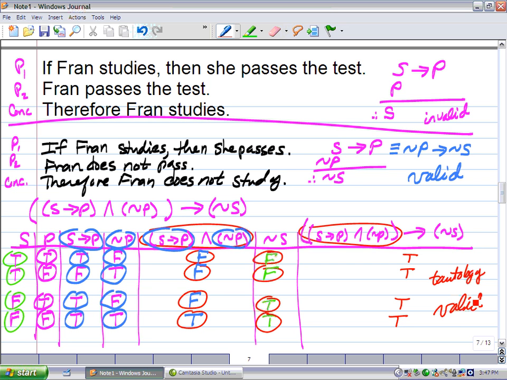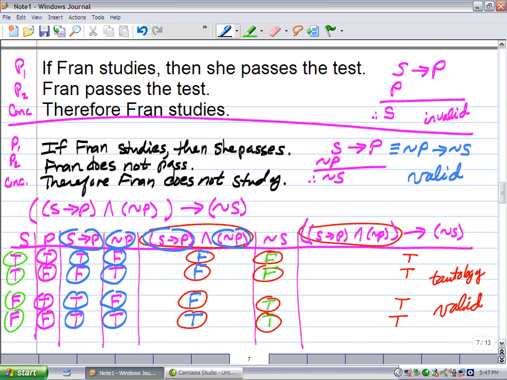In other words, it's a valid argument if I could prove that these two premises were true, then this one would logically follow. I wouldn't have to also prove it. It would automatically come with the others.